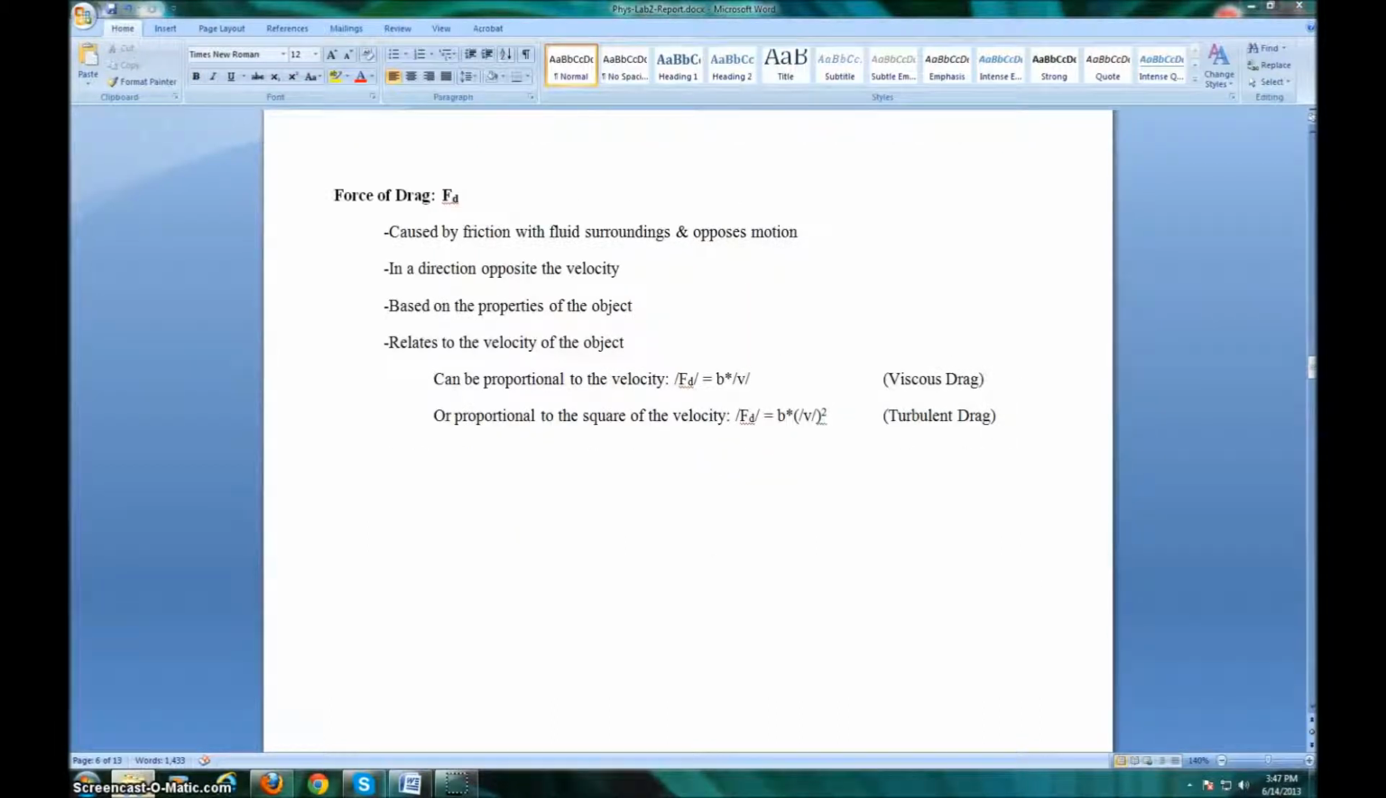Another major concept that we have to understand is the force of drag. It's caused by friction with fluid surroundings and it opposes motion, so it's in a direction opposite the velocity. It's based on the properties of the object and relates to the velocity. It can be proportional to either the velocity if it's viscous drag, or the velocity squared if it's turbulent drag.